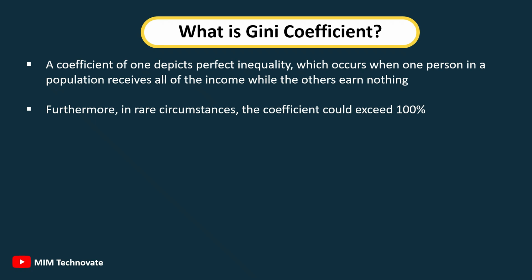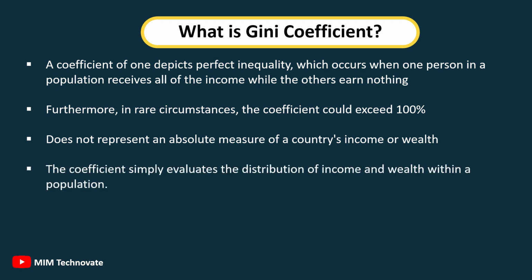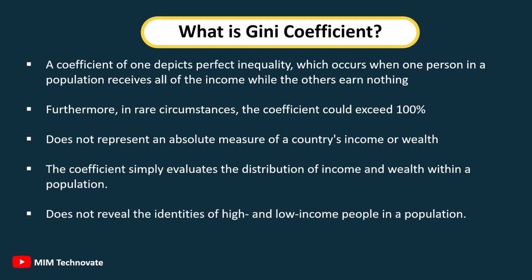The Gini coefficient does not represent an absolute measure of a country's income or wealth. The coefficient simply evaluates the distribution of income and wealth within a population. The coefficient does not reveal the identities of high and low-income people in a population.